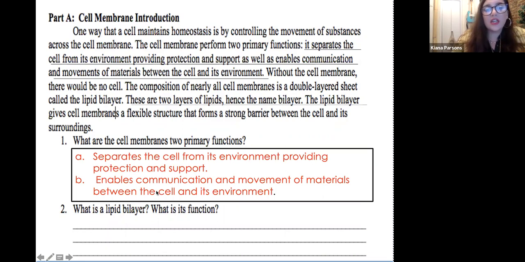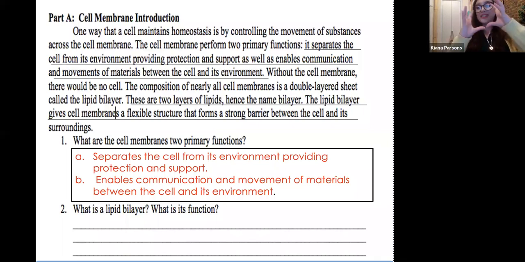What is its function? These are two layers of lipids, right? That name bilayer, two layers, hence the name bilayer. And it gives the cell a flexible structure that forms a strong barrier between the cell and its surroundings. So it's lipids, right? So that's oils. So it is flexible, and it is also hydrophobic, and it has hydrophilic heads.